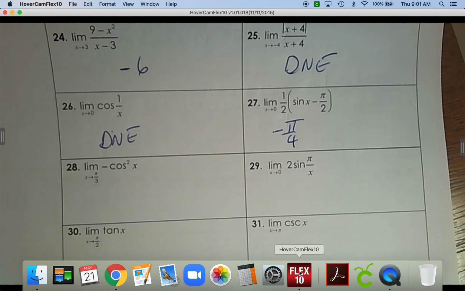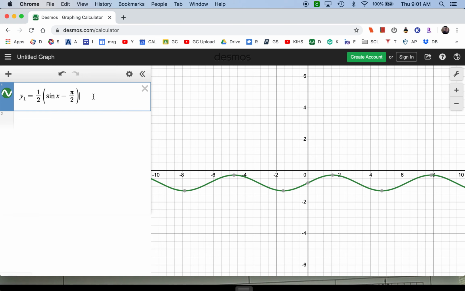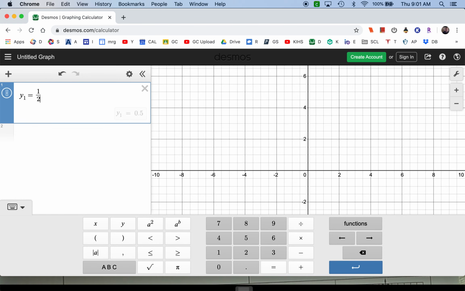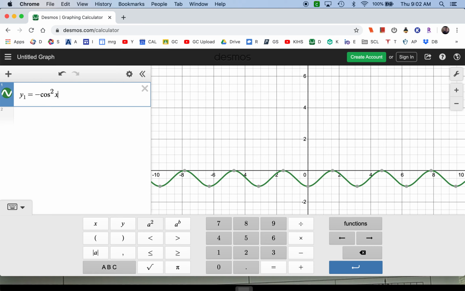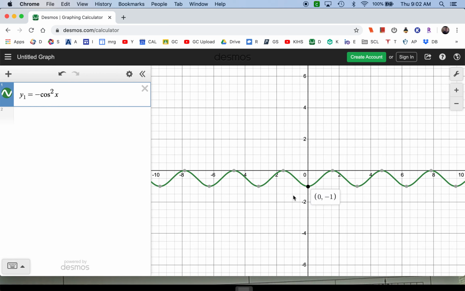28. What's the limit as x approaches pi over 3 of negative cosine squared x? So let's go back to the graph. So negative cosine, we're going to square it, x. So negative cosine squared x, I'm looking at 0 again. So what's the y value? The y coordinate. What is it approaching? Oh no, sorry, it's at pi over 3.